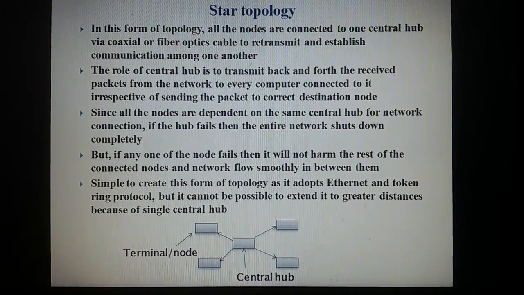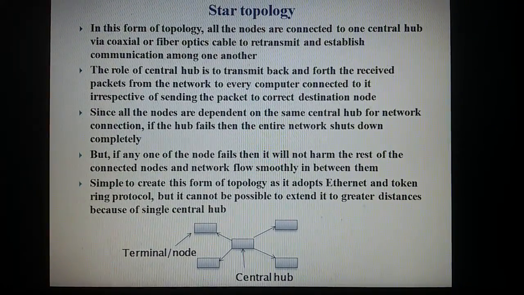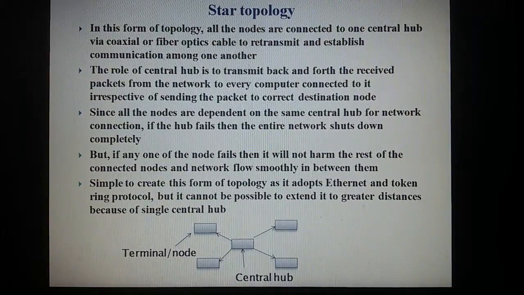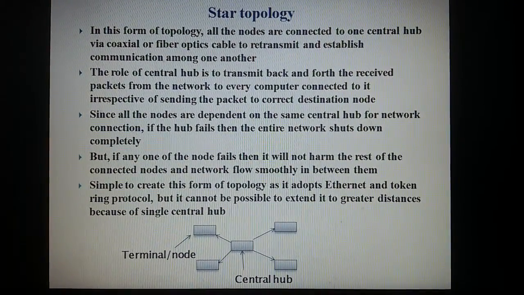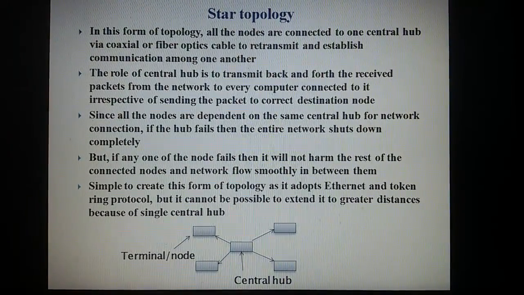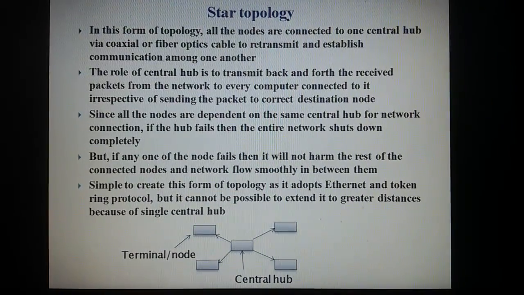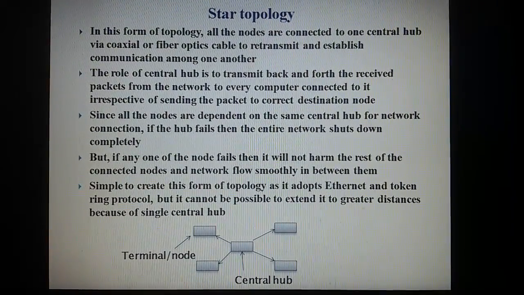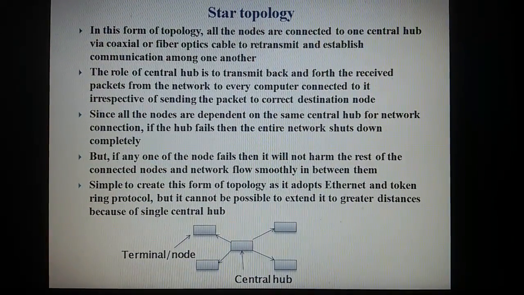Since all the nodes are dependent on the same central hub for network connection, if the hub fails, then the entire network shuts down completely. But if any node fails, then it will not harm the rest of the connected nodes and the network flows smoothly between them. It is simple to create this form of topology, as it adopts Ethernet and token ring protocol, but it is not possible to extend it to greater distances because of the single central hub.